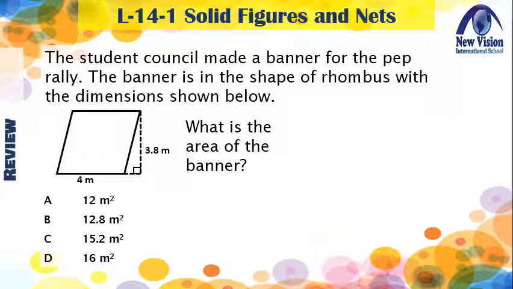Alright. Review questions today. First review question, are you ready? Very good. The Student Council made a banner for the pep rally. The banner is in the shape of a rhombus with the dimensions shown below. You have the following choices. A. 12 square meters. C. 15.2 square meters. D. 16 square meters.